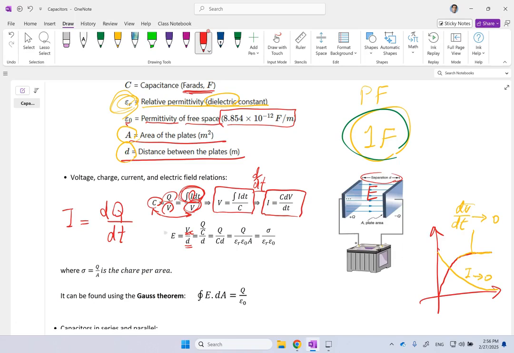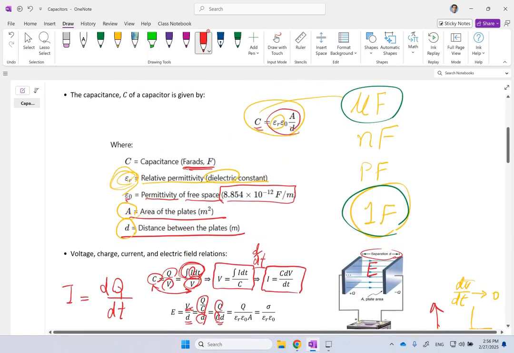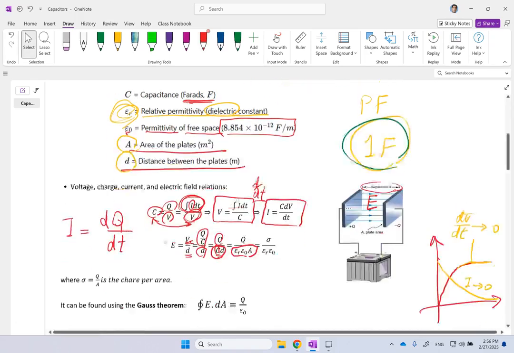Now for V, we can replace it by Q over C based on the definition. D is there, so it's going to be Q over CD. And what was C? Remember, the formula for C is epsilon R epsilon naught A over D. So when I multiply C by D in this denominator, those 2 D's cancel, so CD is simply epsilon naught epsilon R times A. So it's going to be this one.